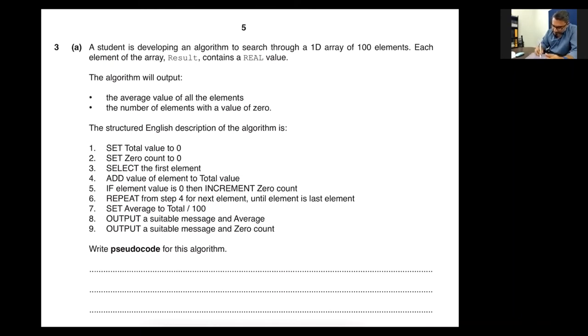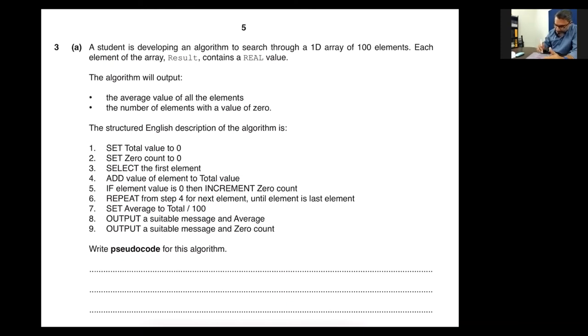So if result I is equal to 0.0, since it is a real number, we have to check if it is 0.0 or maybe another zero. So if the value is like 0.5 or whatever, then we make this variable zero here, then zero is equal to zero plus one. We counted it, and then next I. Repeat from step four for next element until the last element. So next I. Set average to total divided by 100.